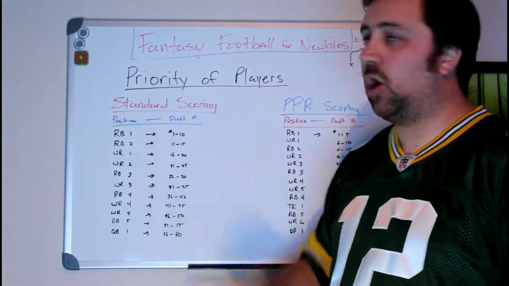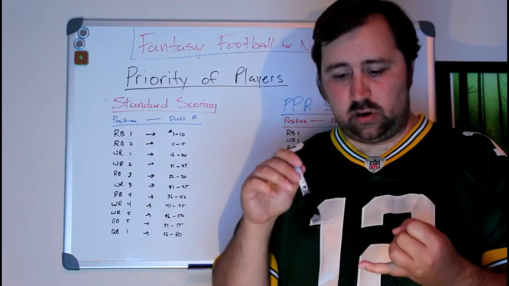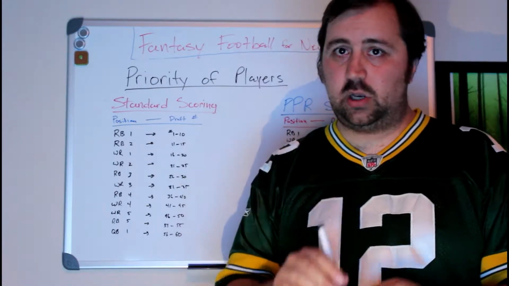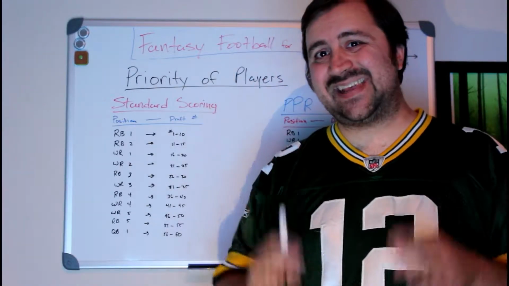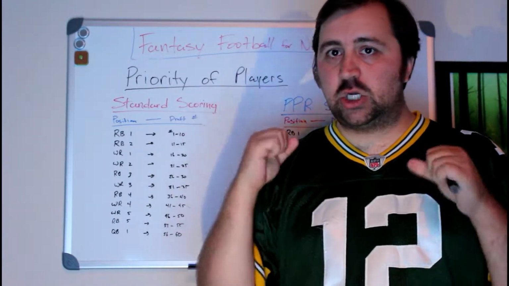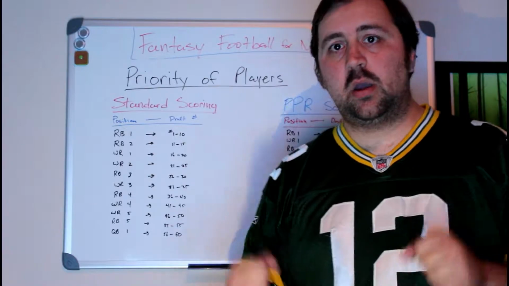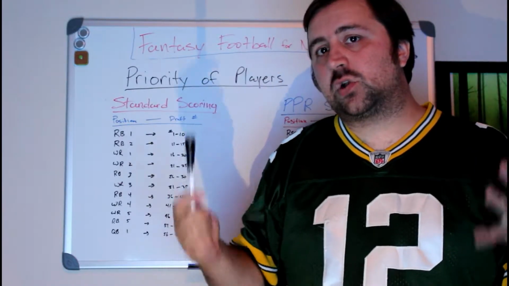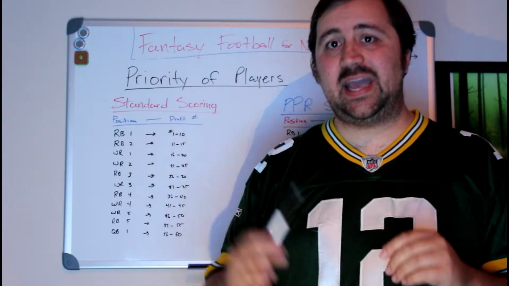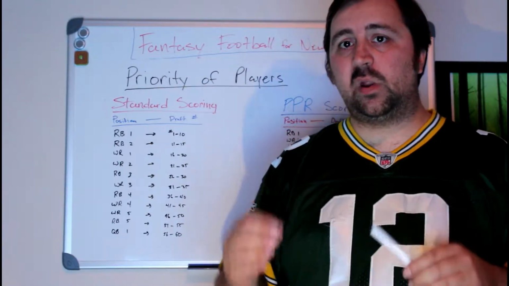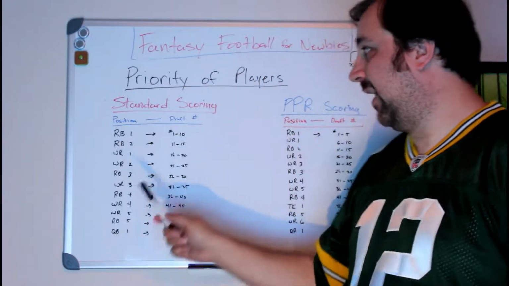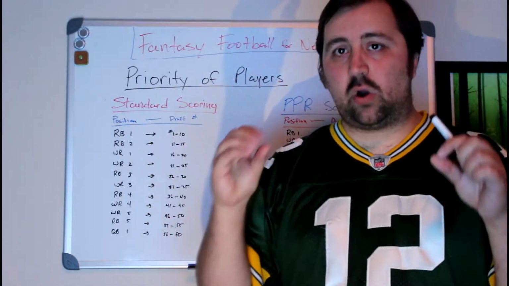And that's why I have RB1. That's your Leonard Fournette, your Le'Veon Bell, your Todd Gurley, your David Johnson, players like that who are workhorses, who are just pounding the ball, 20 plus carries a game. They're the meat of your team. Running backs are one of the biggest points that you will get in a standard scoring league. The reason being is they are fed the ball a lot. That's why in standard scoring, running backs are key.